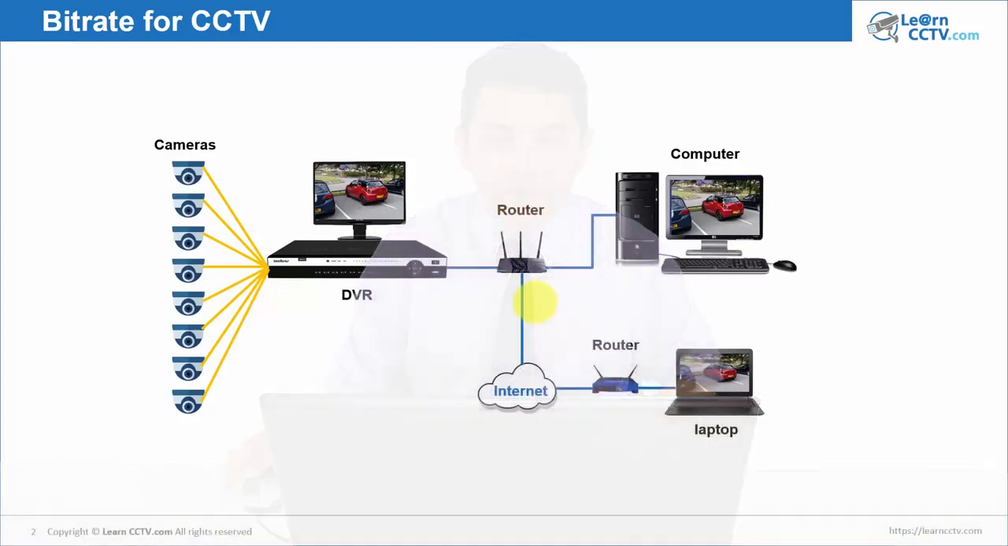So back here to the diagram, I can see that I have the path number 1 that comes from the DVR, passes through the router, and comes to my computer. This is a local path, right? I have a local connection here. And then I have the path number 2 that comes from the DVR to my router, and goes through the internet and arrives at the laptop.